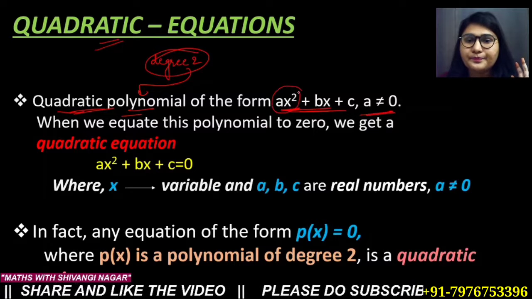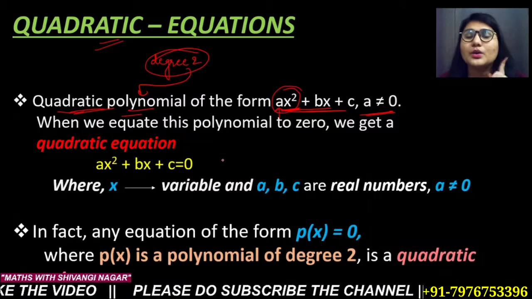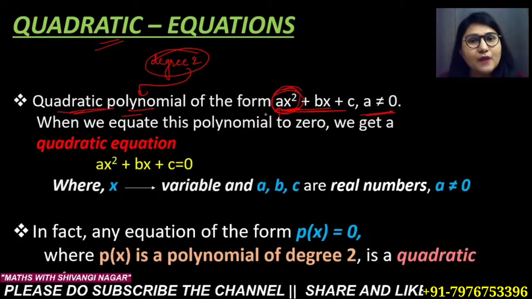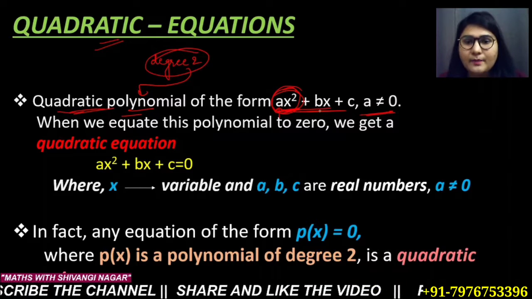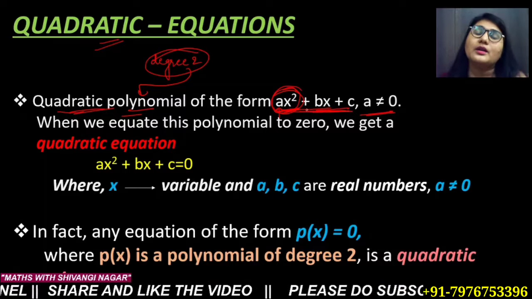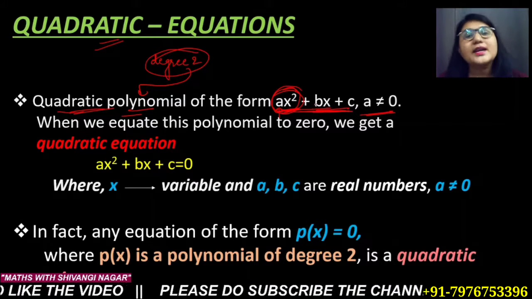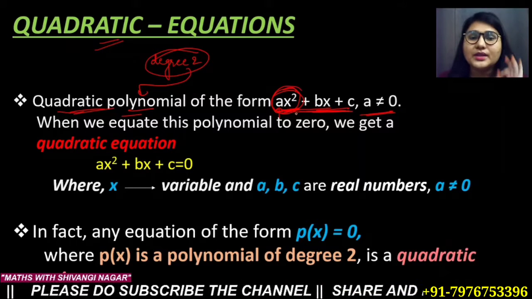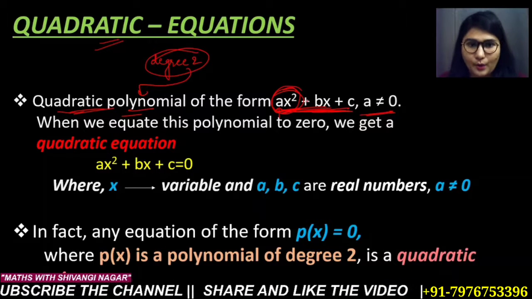The coefficient of x square cannot be equal to 0, because if it is equal to 0, this entire term will become 0, and then this polynomial will reduce to a linear polynomial, because in that case the highest power of the variable is 1. So this is the general or standard representation of a quadratic polynomial.